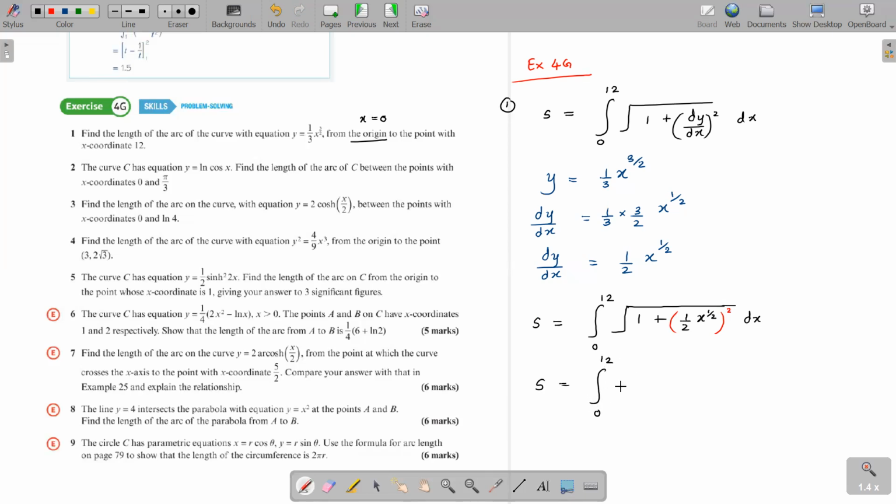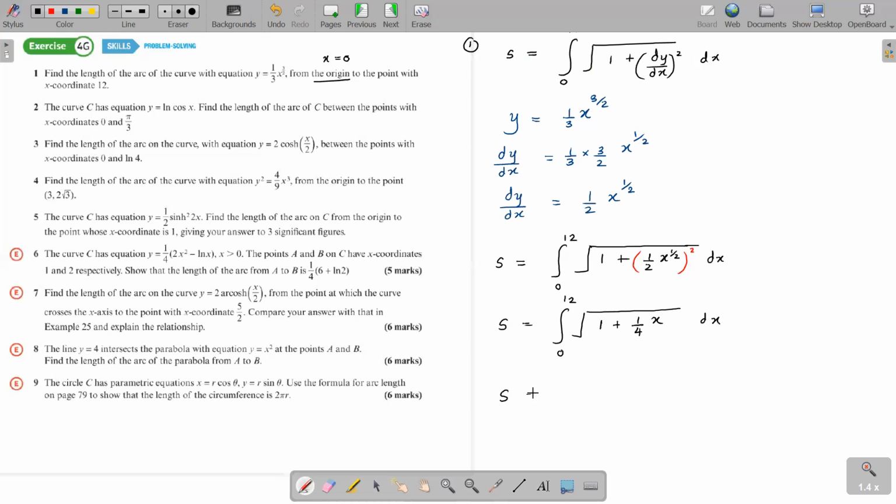So what happens when you square? How do we get here? 1 plus 1 over 4 x to the power half. When you square, it's going to be x with respect to x. So basically, this is actually s equals integration from 0 to 12. I can rewrite this as 1 over 4x plus 1 whole thing to the power half, right?